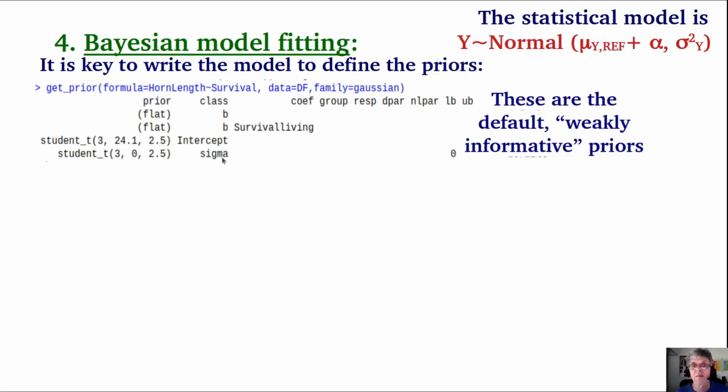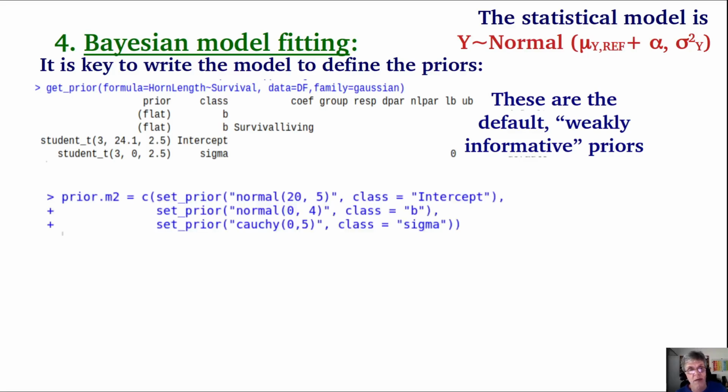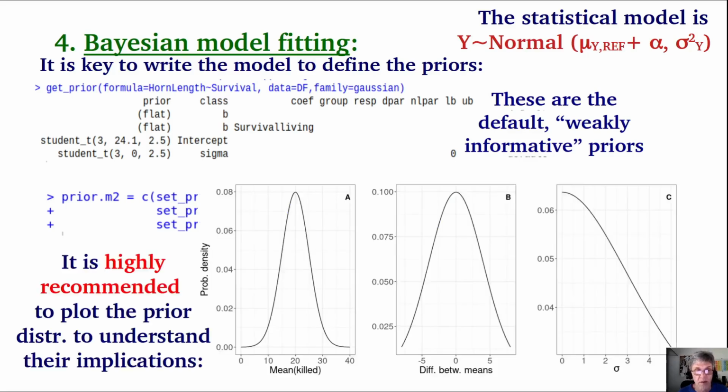By default, this package brms defines weakly informative priors. So I decided to define alternative priors for each of the parameters. I'm going to discuss them after I plot them below.